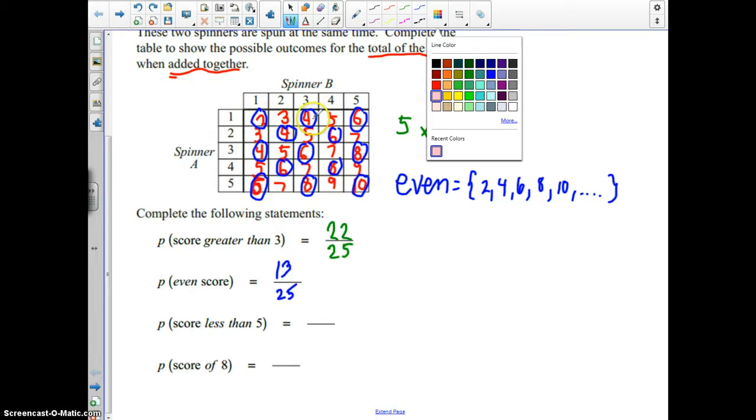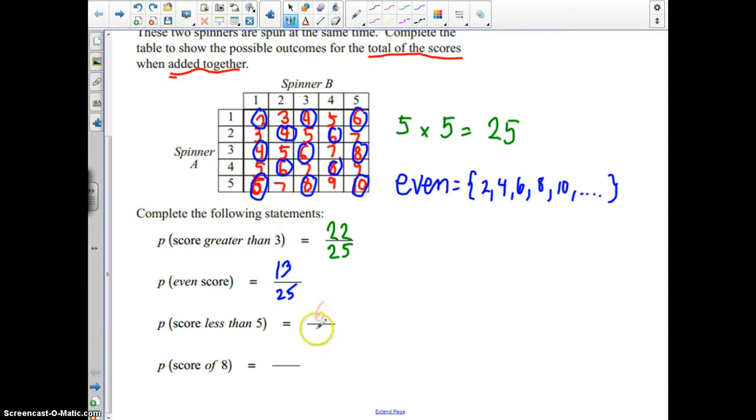So let's just count it. How many 4s? 1, 2, 3. How many 3s? 1, 2, and how many 2s? It's just 1. So 1, 2, 3, 4, 5, 6. There are 6 scores in here that are less than 5 out of the 25 numbers. Okay, and that's it. We cannot really simplify that any further.